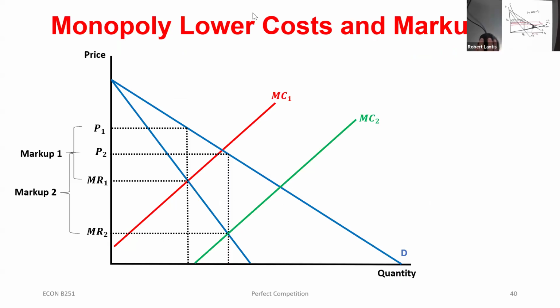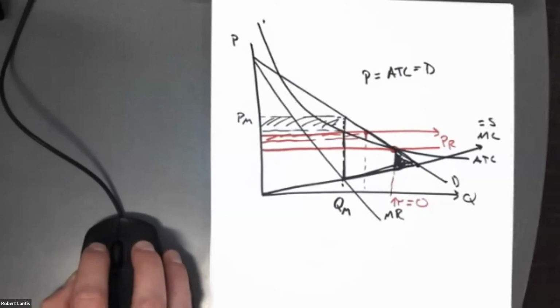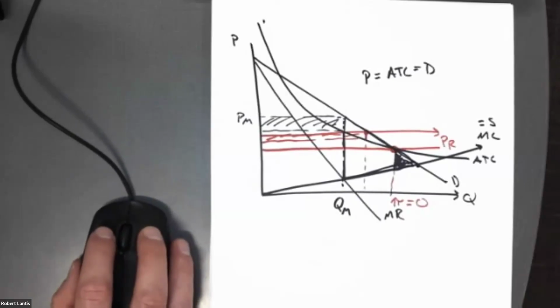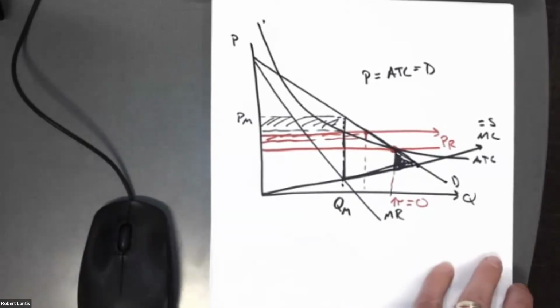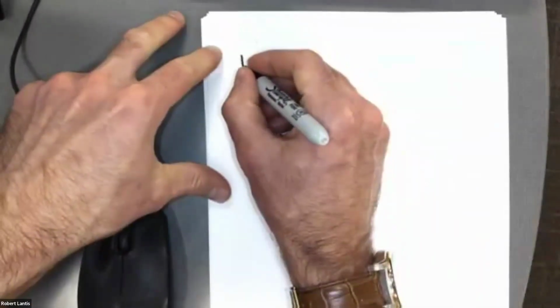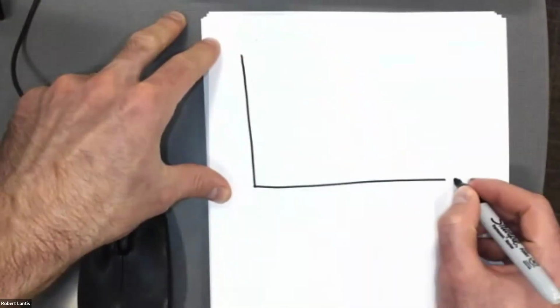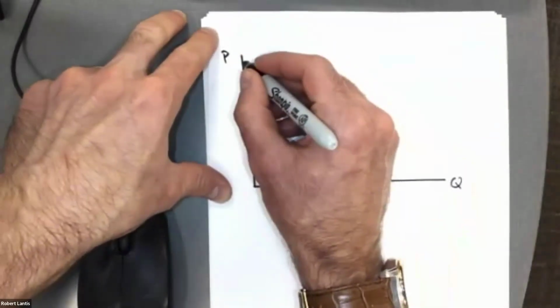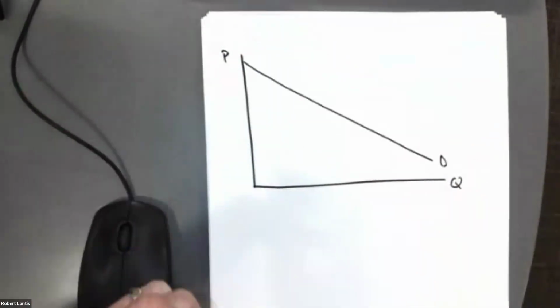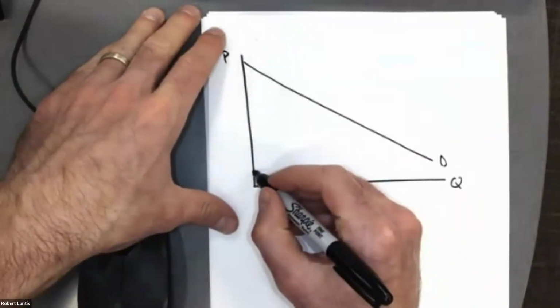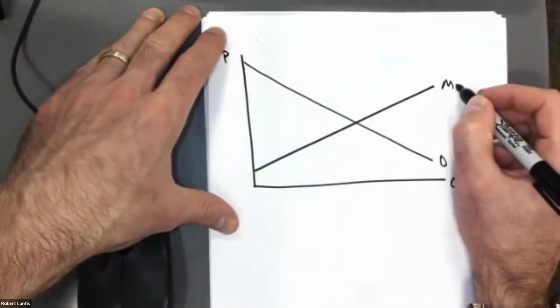So before we get to this slide, I'm going to draw out something that's a little bit less going on in the graph to start out. I think I kind of did something like this last class, but I didn't use the terms that I'm going to use now. So let's say I've got demand and I've got my marginal costs.